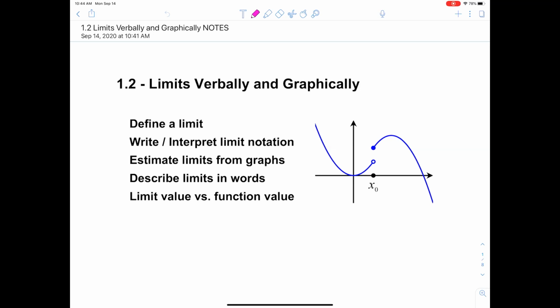Good morning, scholars. Today we're going to embark on our first official calculus lesson, and it's a big one. This is 1.2. We're going to introduce the idea of a limit. We're going to learn how to write limit notation.